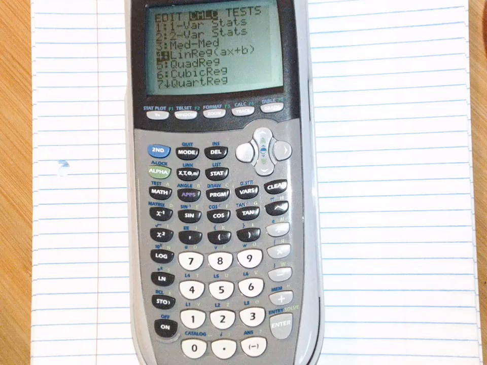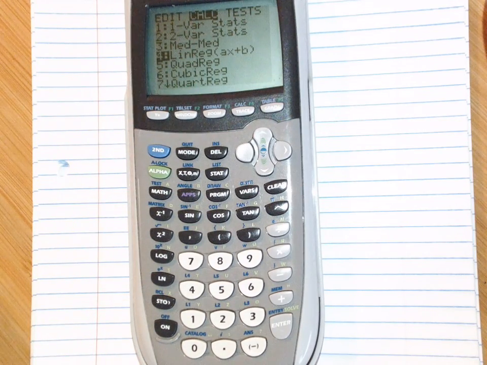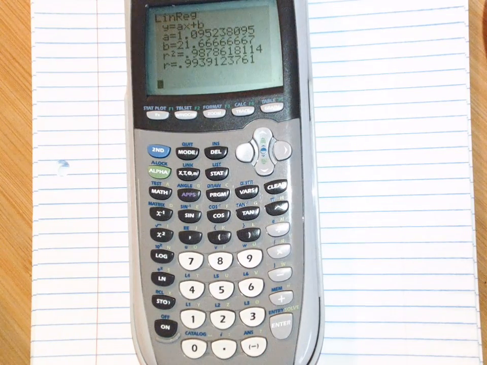LINREG. And that stands for linear regression, which is just a fancy way of saying line of best fit. And if you notice, it says AX plus B. Well, that looks very similar to MX plus B. In fact, it's the same thing. I don't know why the calculator uses a different variable, but it means the same thing. I'm going to hit enter, okay? And I'm going to hit enter. And if you notice, it's going to give me all of the data that I need in order to have a line of best fit.